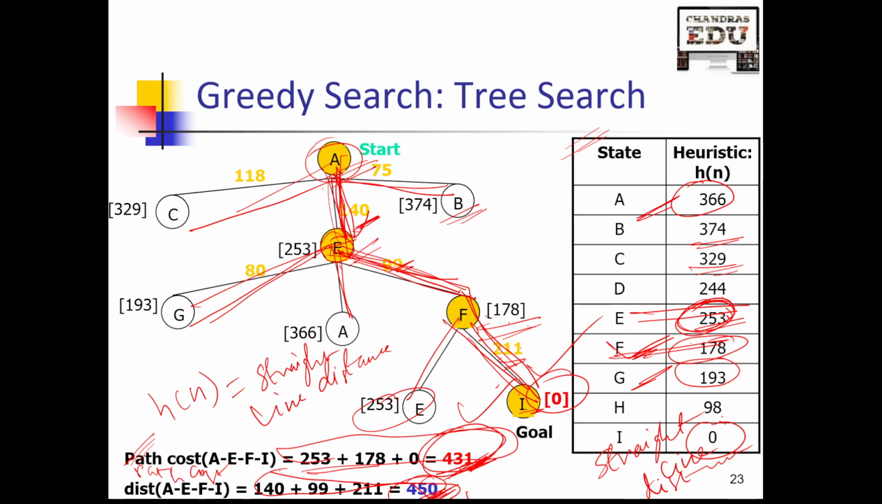But here it is mentioned differently. Path cost here means straight line distance. Straight line distance if we consider, from E it is 253 and from F it is 178. If we add up that, we got 431. So in this case the straight line distance is 431 and if we take the normal path cost it is 450.